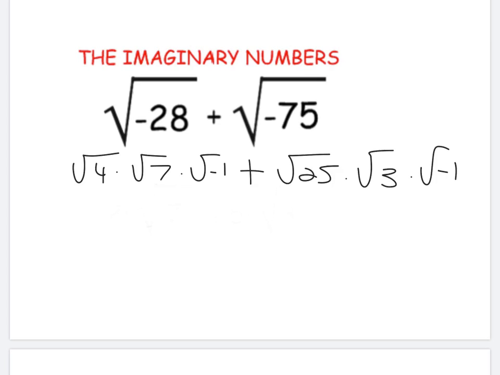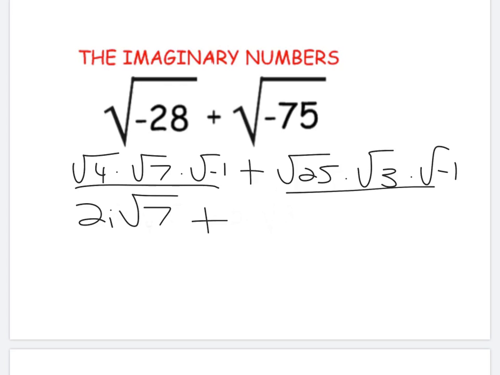So some of these things we can do. I want to focus on each side separately for a minute. I'm focusing on the side on the left. I can do the square root of 4, which is 2, and the square root of negative 1, which is i. And on the side that we cannot do, the square root of 7. So that would simplify to 2i square root of 7. On the right-hand side, I can simplify the square root of 25, which is 5, and I can simplify the square root of negative 1, which is i, and then I cannot simplify the square root of 3.